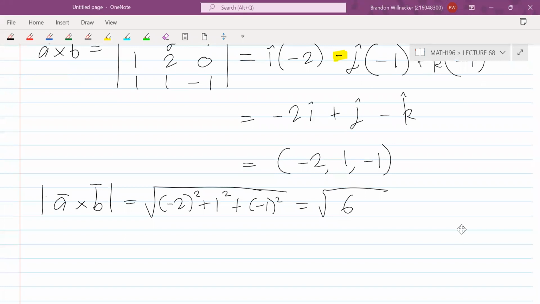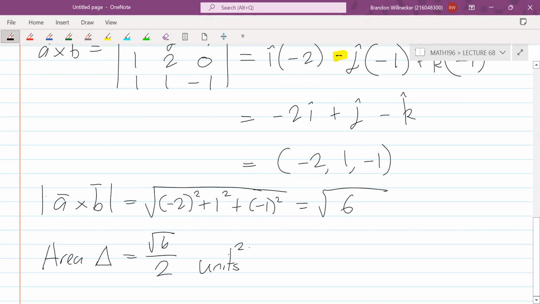Okay, so that would be the area of the parallelogram, but we're interested in the triangle, so we need to halve it. So area of the triangle is going to be root 6 over 2. And if you want, you can write unit squared, but I'm not too worried about that. Okay, any questions on this one?